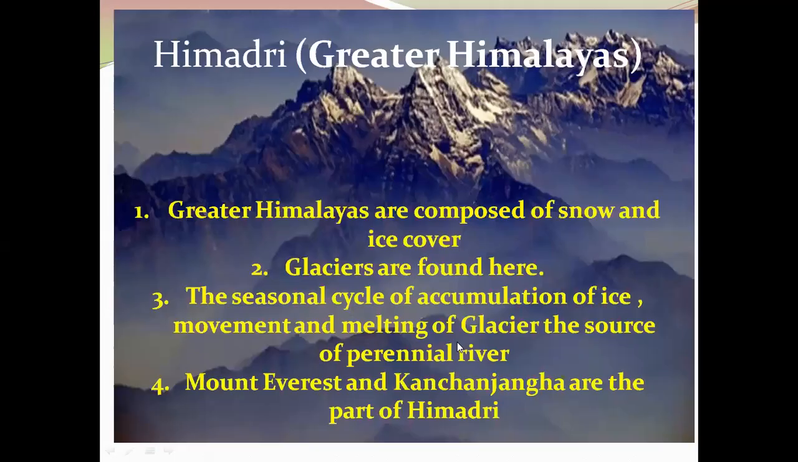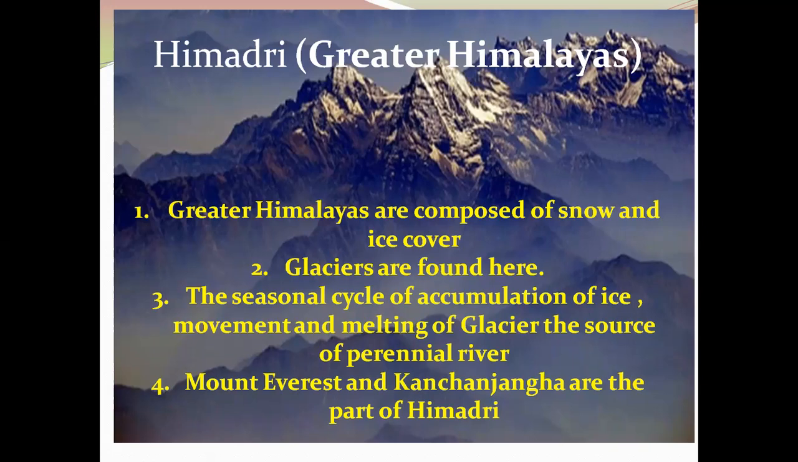So is it clear? Let us come point wise one by one. What more is there about the Himadri? As I already told, the Himadri is covered with snow and glaciers are found here. These glaciers are the main source of the perennial rivers. Because of these glaciers only, we have the Ganga, Yamuna, like northern rivers, which are very, very important for the fertility of the soil on the Gangetic plain. So it is very, very important. It plays a very important role in our country's development and all things.